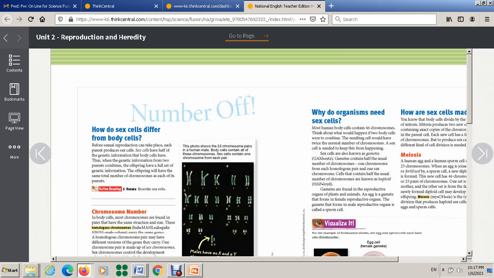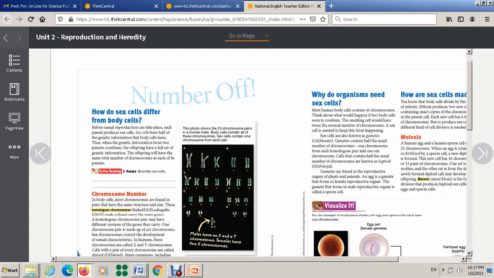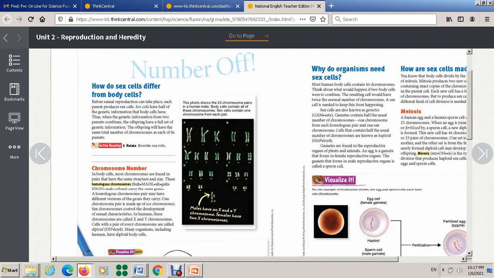Hello everyone. In the previous video we were talking in general about the differences between the sex cells and the body cells: the sex cells have half the number of chromosomes, 23, and the body cells have the full number of chromosomes. Let's talk about the chromosome numbers. For example, if I want to talk about human beings, how many chromosomes do we have? We have 46 chromosomes in our body cells.